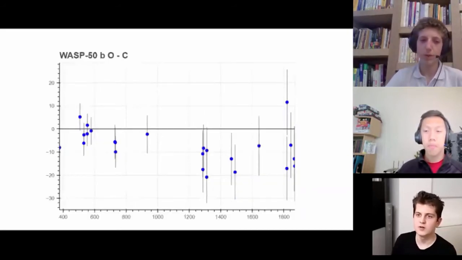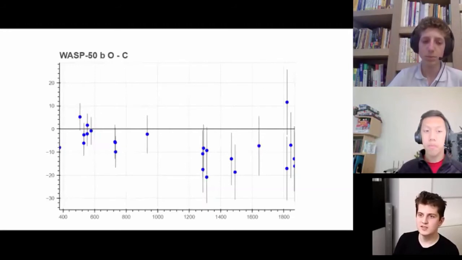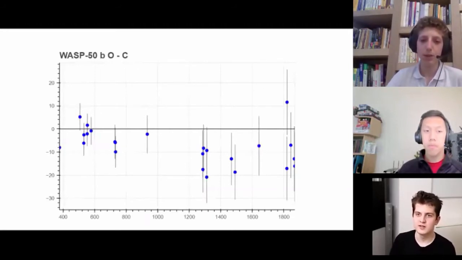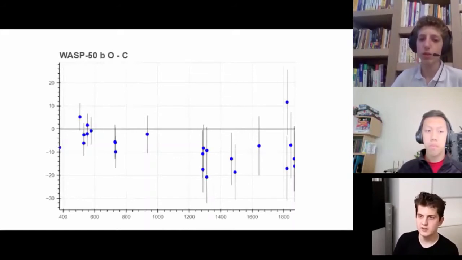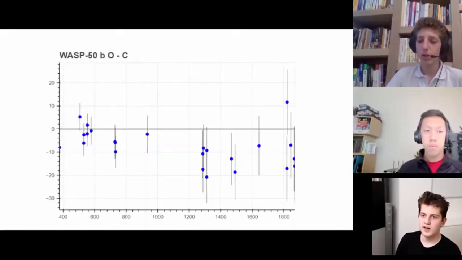This is our O-C plot. O-C stands for observed minus calculated, and the aim of it is to see the difference between the exact middle of the transit, the mid-time, and what it was calculated to be. On the y-axis, we have the deviation from the calculated mid-time in minutes, and on the x-axis, we have the epoch, so the number of times that the exoplanet has orbited its host star.